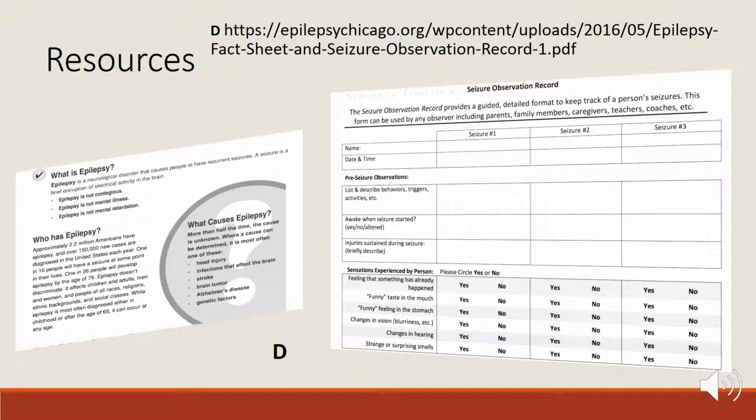I'm not sure if you can see, and I apologize, I tried to make it as big as possible. But it has pre-seizure observations, list and describe behavior and triggers, awake when the seizure just started, and then it says sensations experienced by the person. I just thought this was a really great tool and resource for a person experiencing seizures or prone to seizures. So again, I just thought this was a really awesome resource.